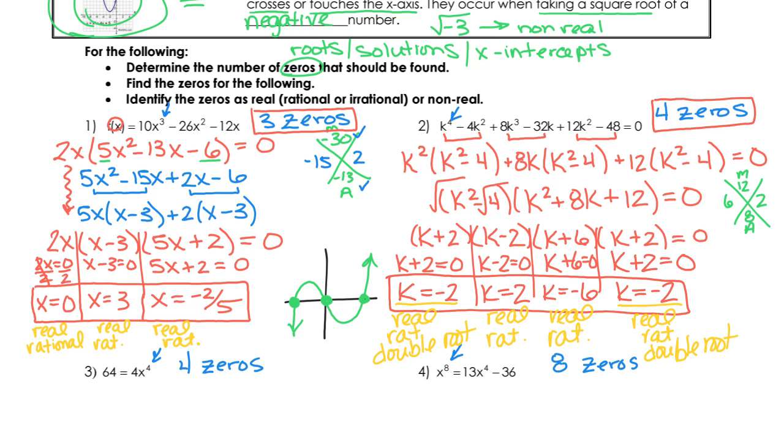So even though there's 4 zeros, when I show you guys the picture of what the graph looks like, you won't see 4 because of the double root. You'll only see 3. And so it would look something like this.